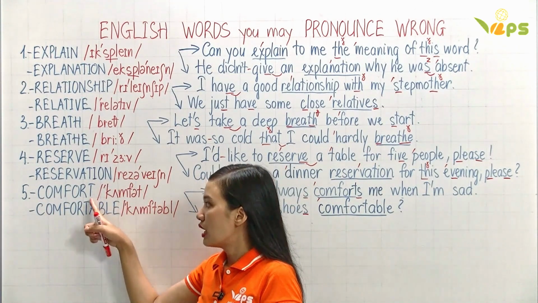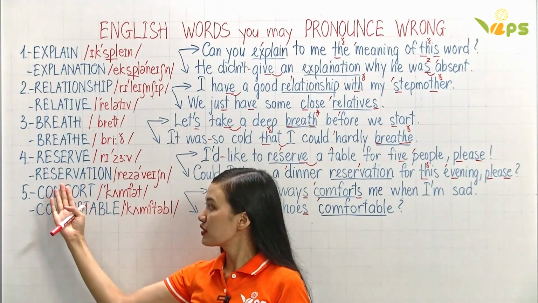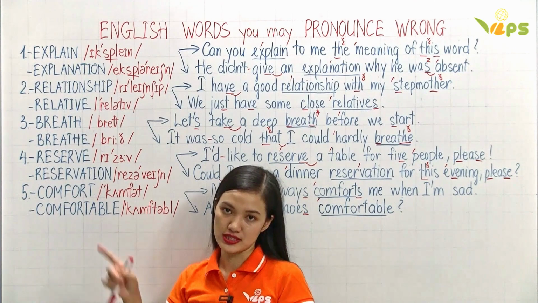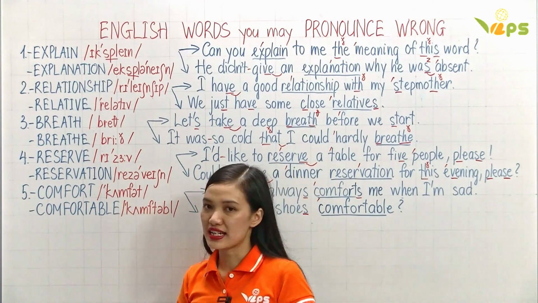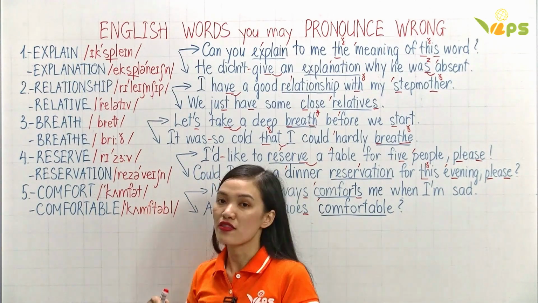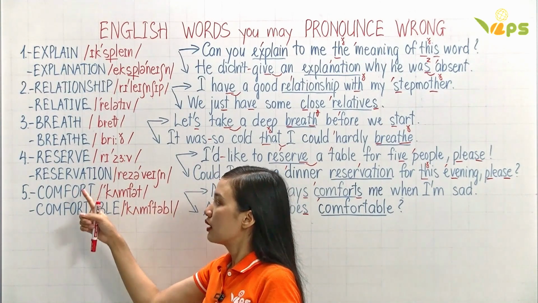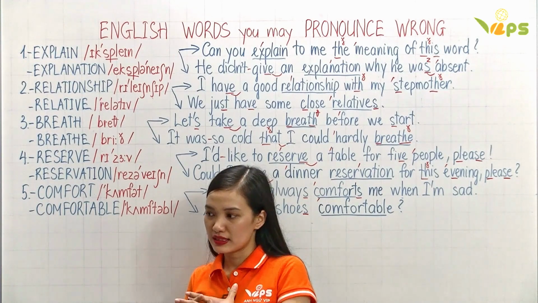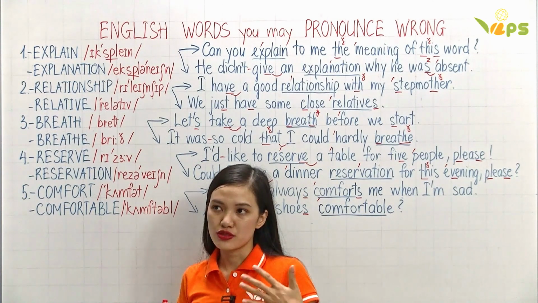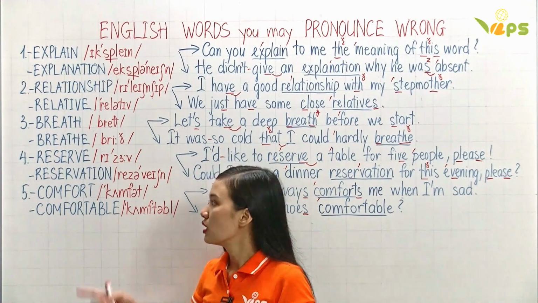Number 5, this is comfort. Comfort. Remember, don't say comfort. You think this is the fort and then you say comfort. It's not correct. It is comfort. Okay. Comfort can be a noun or a verb, but here I mean the verb comfort. But the way it is pronounced is the same, huh? So comfort. If I comfort somebody, that means I try to make that person feel relaxed and pleasant.